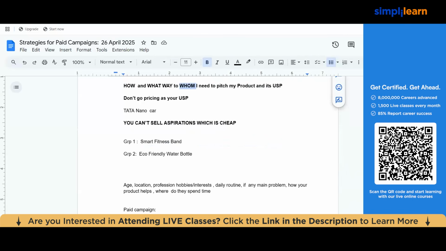And in doing so, we also understood that pricing can't be your USP. Pricing plays a very important role in the entire communication channel, in setting up a campaign. It plays an important role in promoting the product, designing the campaign, and pushing the product to the market, whatever kind of marketing activity you do, but it can't be your USP. It can't be the differentiator.